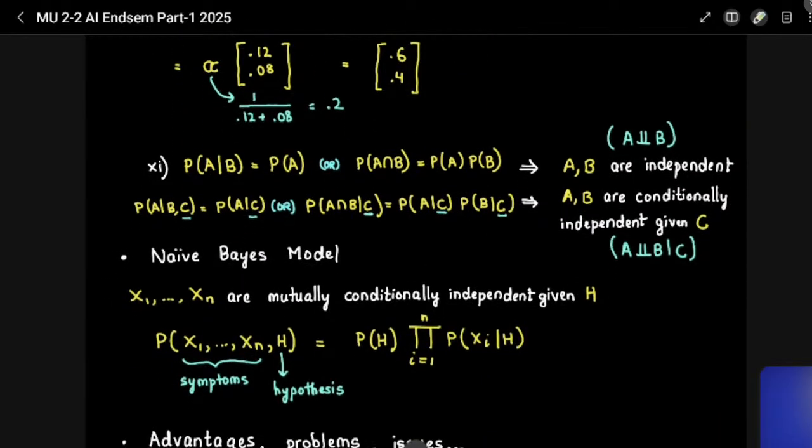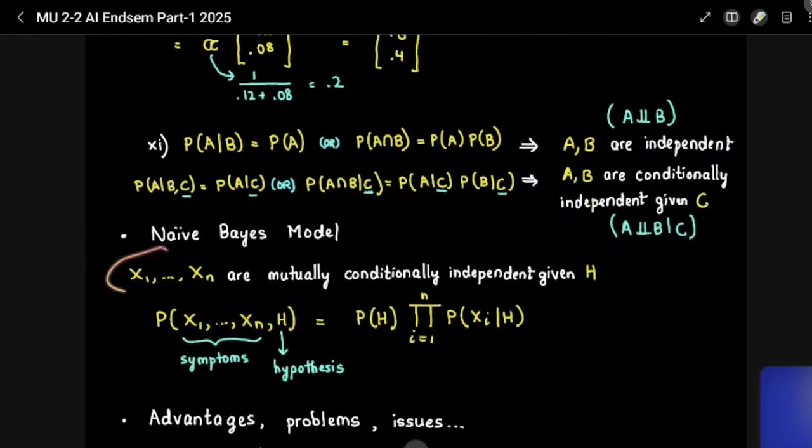Next is naive Bayes model. What you have in that is you have some n random variables which are mutually conditionally independent. Now when I say conditionally independent, you're supposed to give something, right? Something is supposed to be there. Here I told C, but in the naive Bayes model, let's assume it's H. So given H, all these n random variables are mutually independent. So basically they're all conditionally independent given H. Now what does naive Bayes model have to say about this?